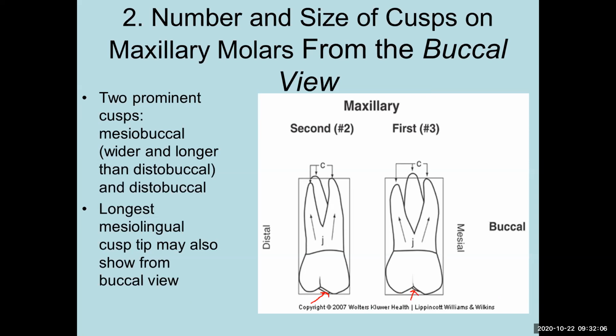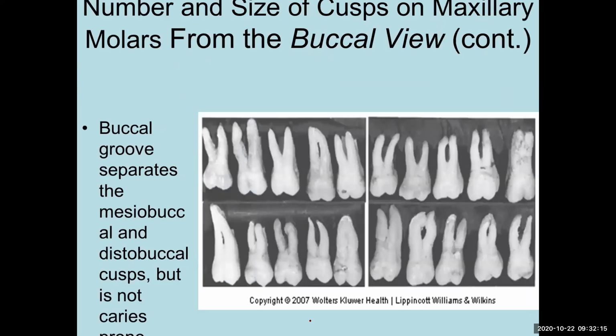You can see it from the buccal view. Mesiolingual cusp tip. The buccal groove separates the mesiobuccal and the distobuccal cusps, and it's not usually a cavity-prone area. So we've got our first and second molars, and you've got a buccal groove that separates. That's not usually caries prone. And that's going to be different when we talk about the mandibular molars.